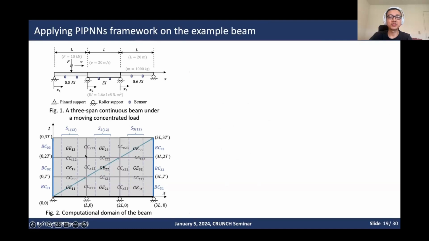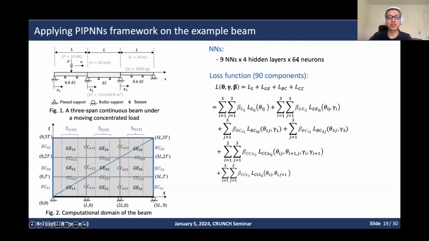As we know, we have 9 subdomains, right? So for each subdomain, we assign a neural network. This is the size of the neural network: it has 4 hidden layers, and each hidden layer has 16 neurons. For this particular case, these are the loss functions, including the sensor data, governing equations, boundary conditions, and also the continuity conditions along x and t.